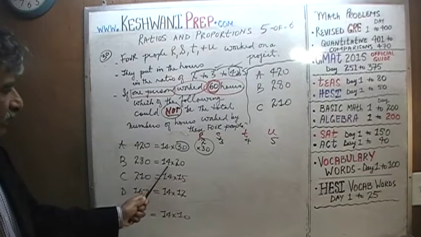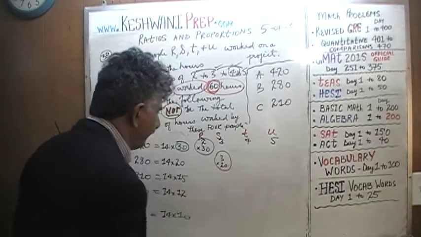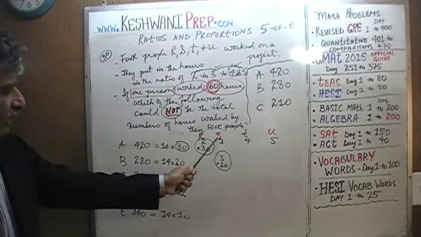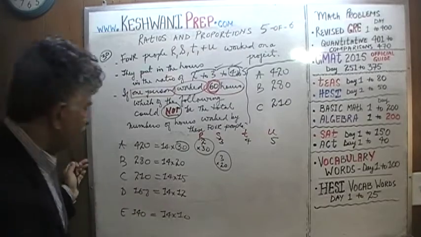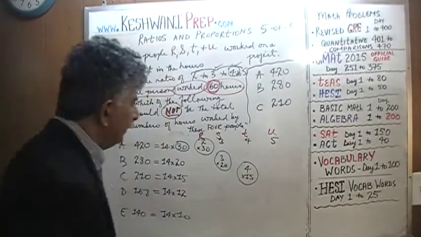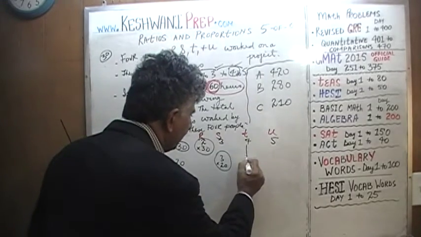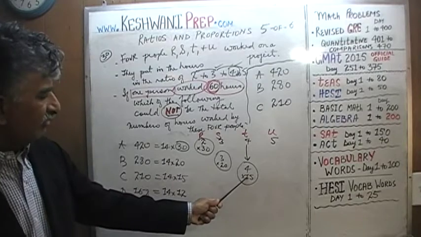Here we have times 20. Times 20 is this guy, 3 times 20. In answer choice B, it is Mr. S who has worked 60 hours. Here we have times 15. This is too simple. Times 15, in that scenario, it is Mr. T, not D. T as in Tom. It is Mr. T who has worked 60 hours.